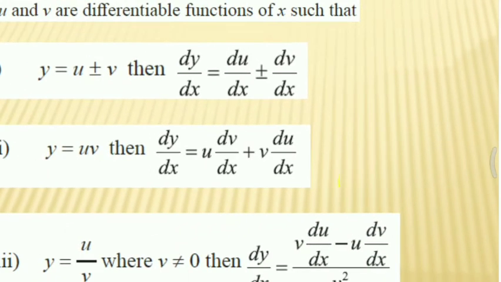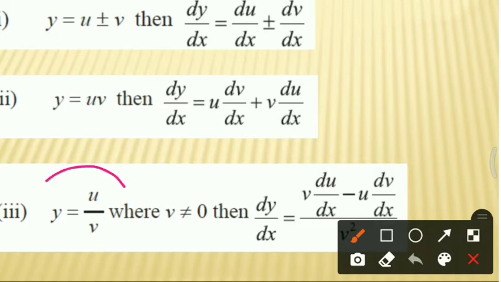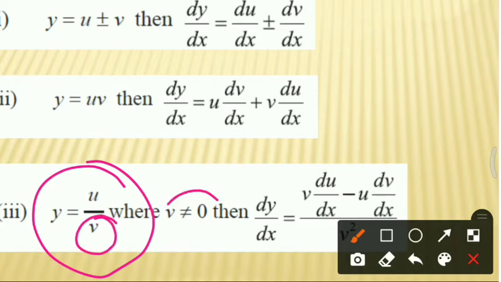The next rule is derivative for division. When y is expressed as division of two variables, here the condition is that the denominator must not be equal to 0. जो denominator हवा आहे तो not equal to 0 हवा आहे.